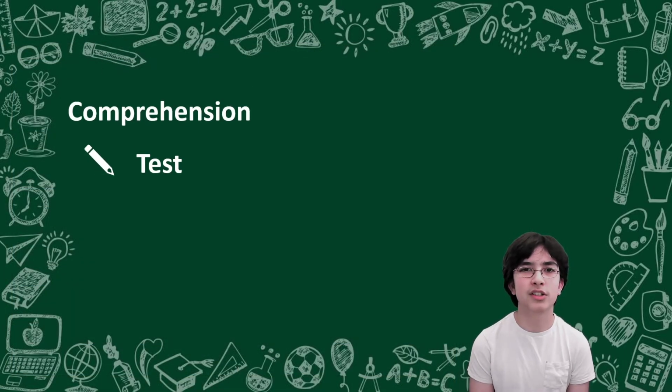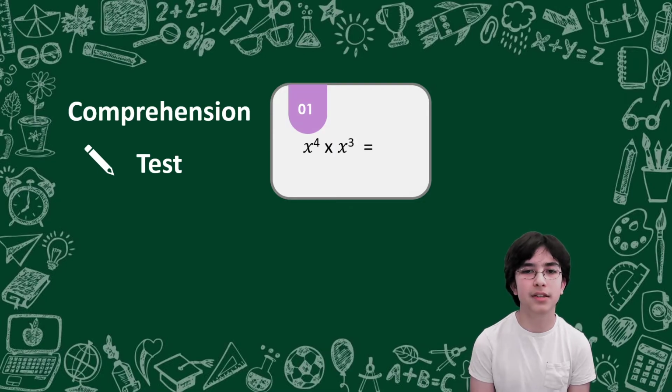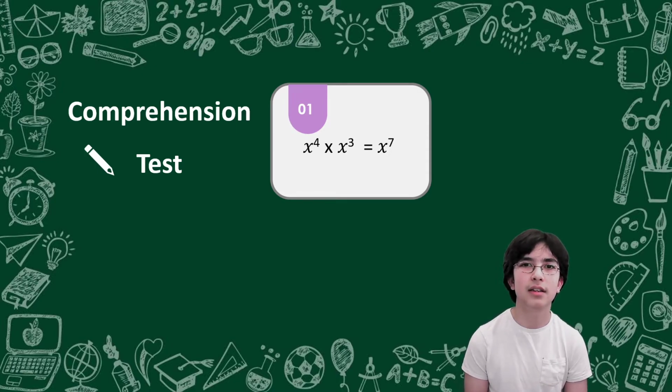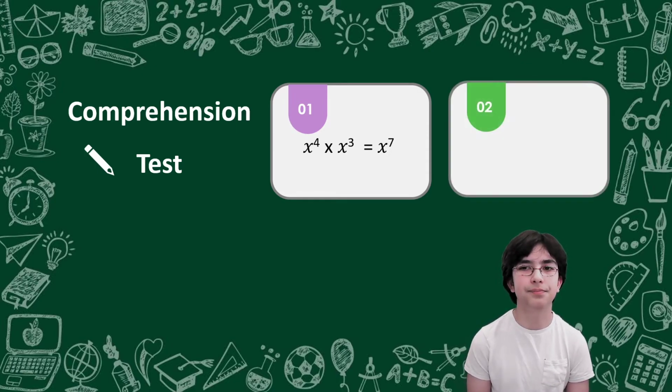And here's a comprehension test to show that you've learned what I've told you. You may want to pause the video if you want to work it out by yourself, or you can listen to me tell you the answers. So, question 1, x to the 4 times x to the 3. This would be x to the power of 7, because 4 plus 3 is 7. And when you multiply indices, you add the indice numbers.